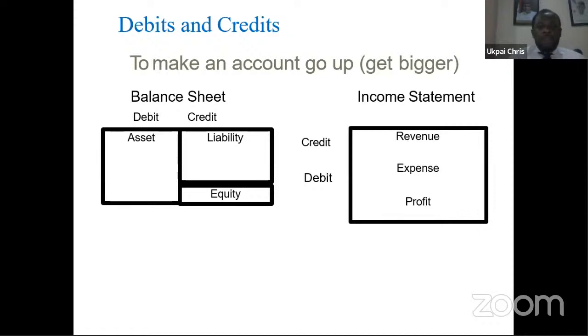I don't have this diagram. I have already explained all these things: assets, liability, equity, revenue, and expenses.